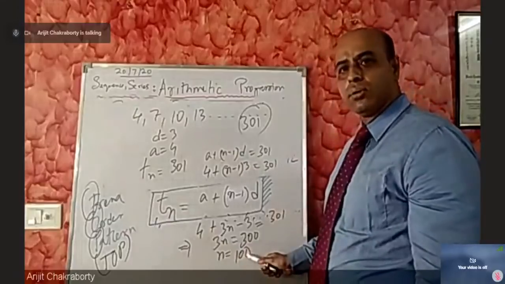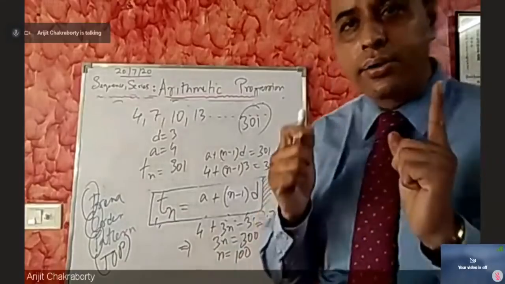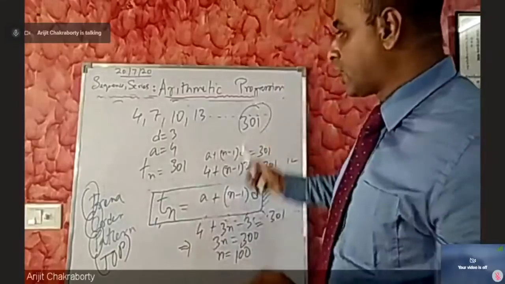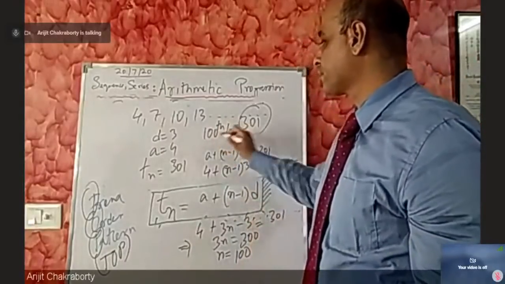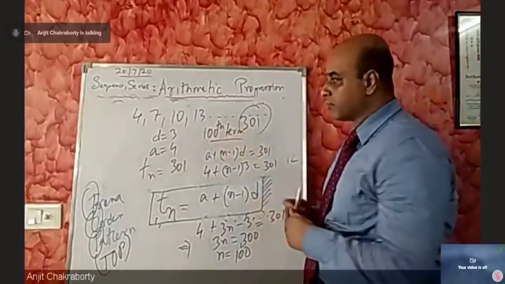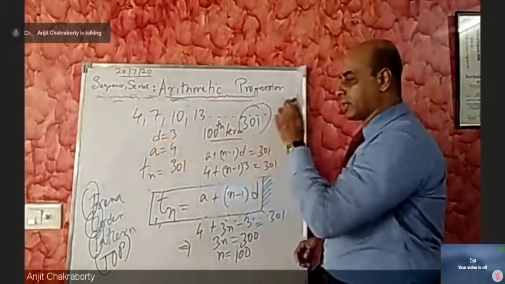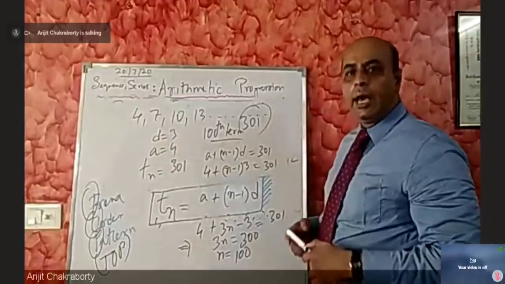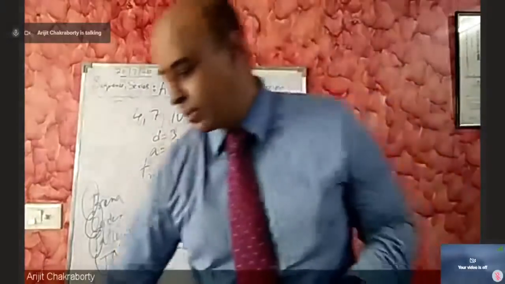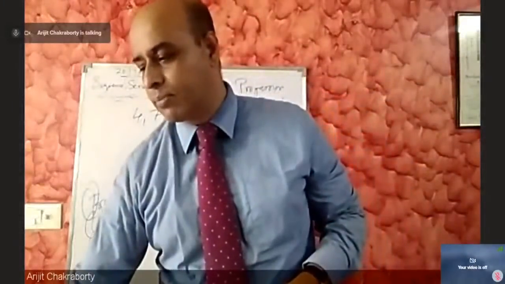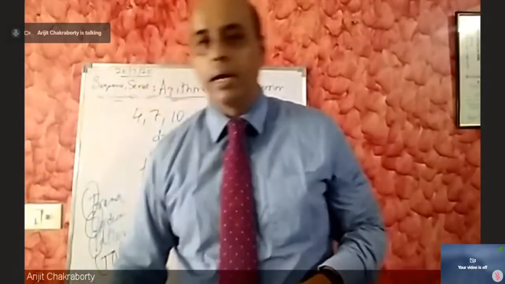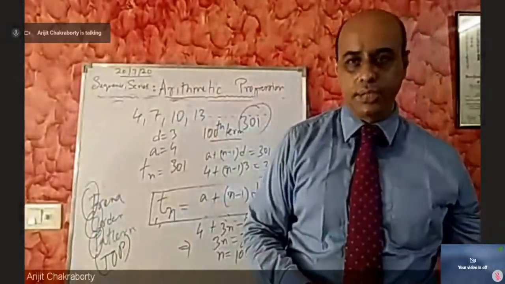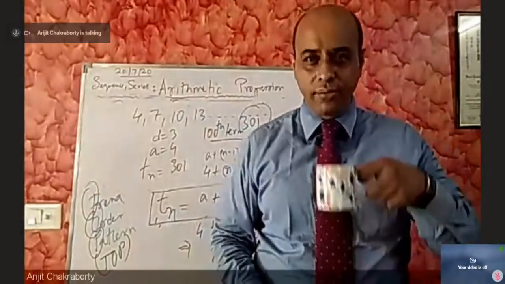n is equal to 100. That means in the 100th term, 301 will come. This is the 100th term. The 100th term in this series will be 301. Okay? I hope this is quite easy for you. The one formula you need to remember is simple, and that is A plus n minus 1 into D. Okay?